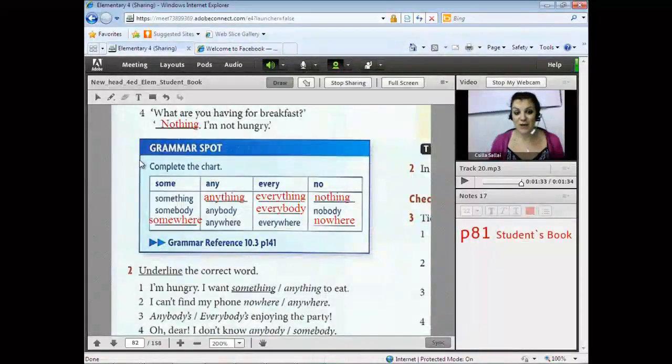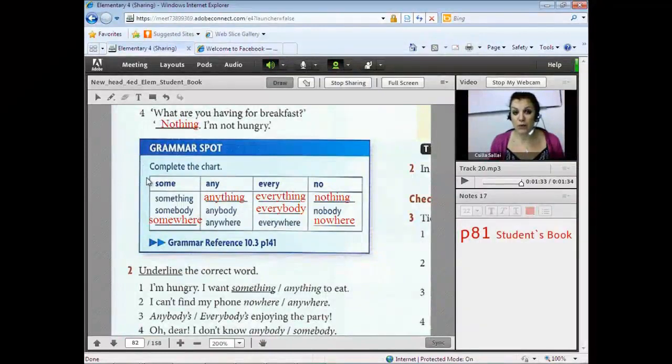Now please check your answers and make sure that you remember that all these words are written in one word, not two, okay? Something, somebody, somewhere, anything, anybody, anywhere, everything, everybody, everywhere, and nothing, nobody, nowhere.